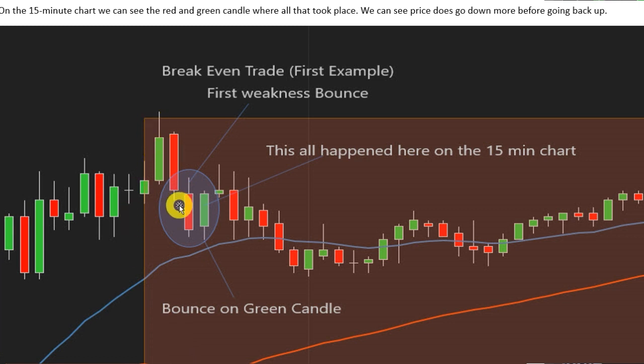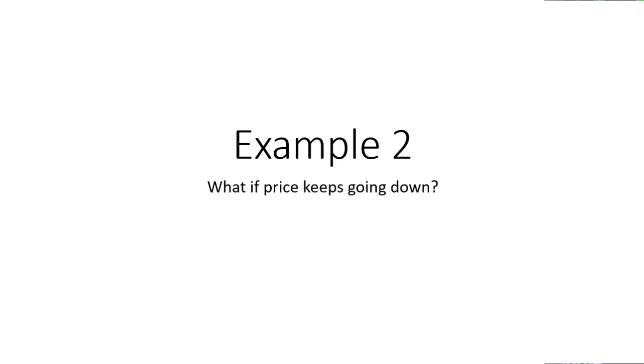This little down part and back bounce is the same area on the 10,000 tick chart as the same area on the 1,000 tick chart that we just looked at. These are multiple time charts giving us a different perspective of what's taking place. Example number 2, what if price keeps going down? Because that's going to happen a lot. It's not always going to bounce on the 20 moving average on the 10,000 tick chart or the 15-minute chart.